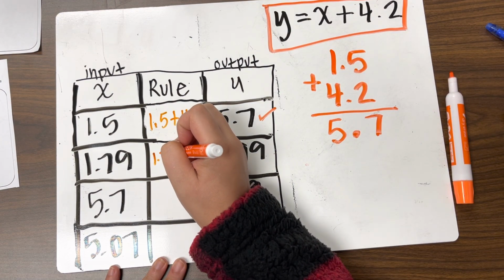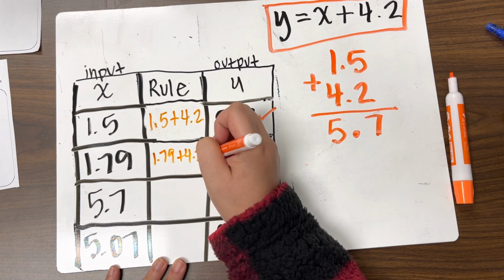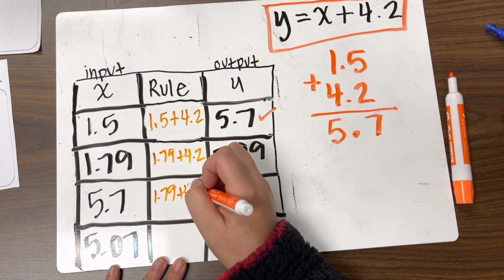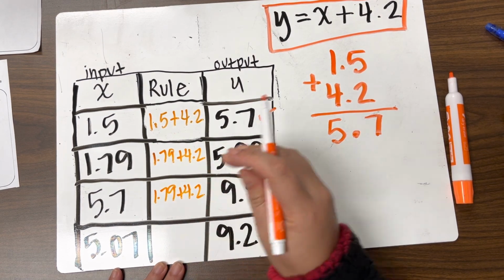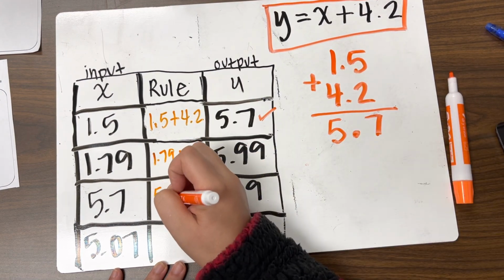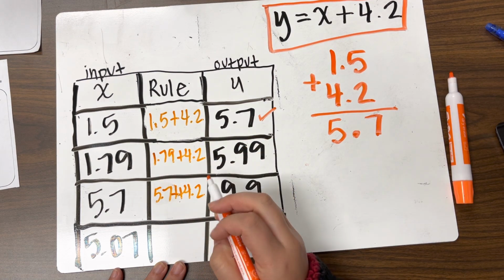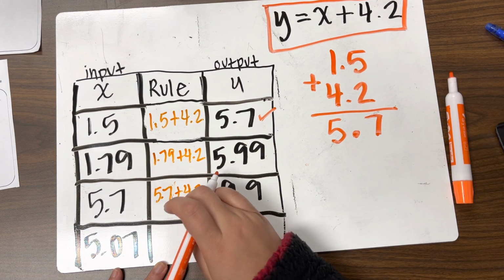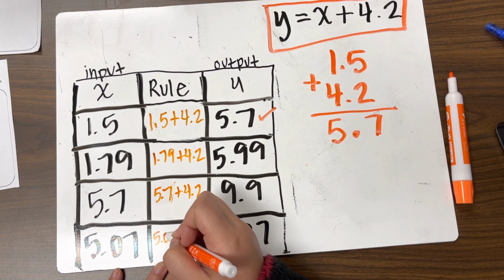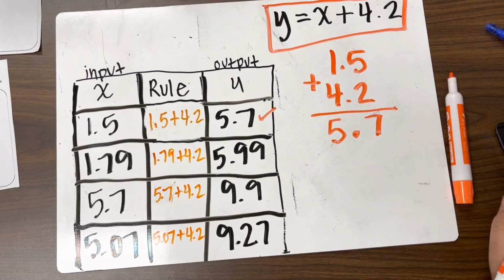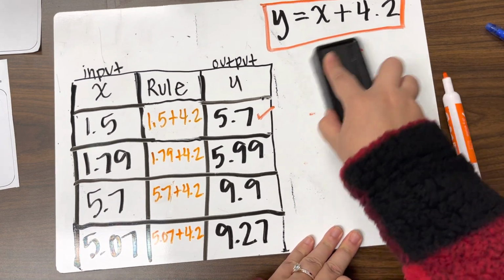So 1.79 plus 4.2 will give me this. 1.79 plus 4.2. Oops, no, that's wrong. Sorry about that. 5.7 plus 4.2. And then 5.07 plus 4.2.